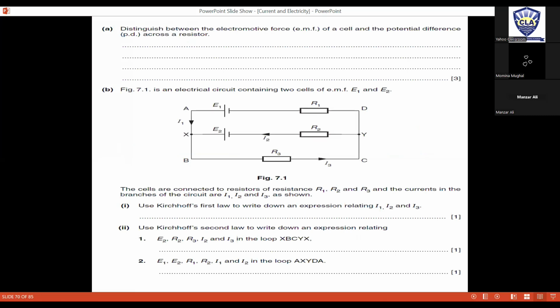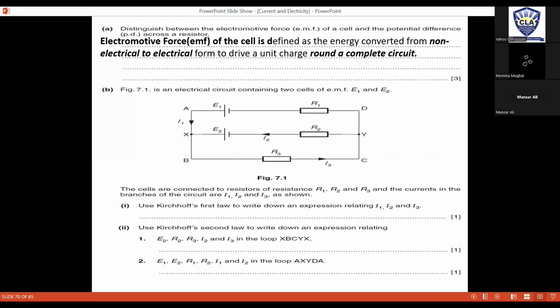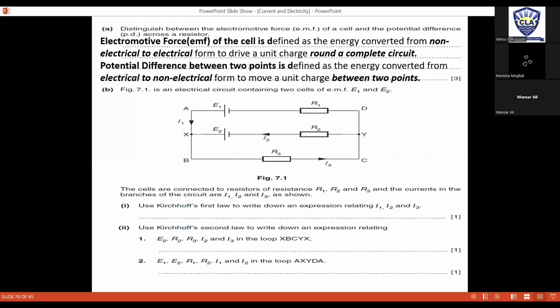Again, they have asked us the definitions of EMF and potential difference. Whenever they ask you to compare them, always write down the proper definitions of both the quantities: EMF and potential difference.